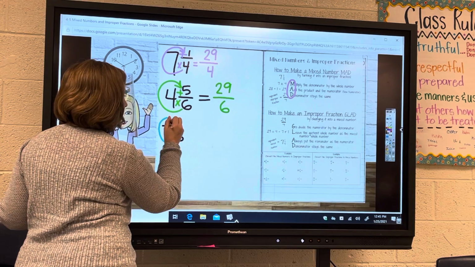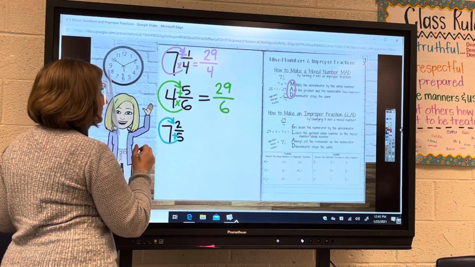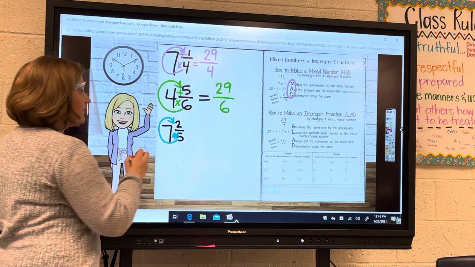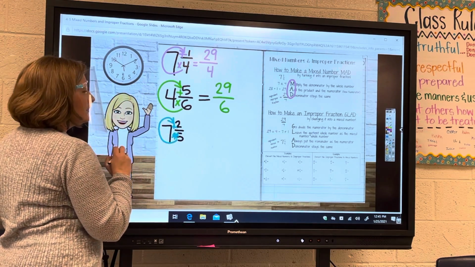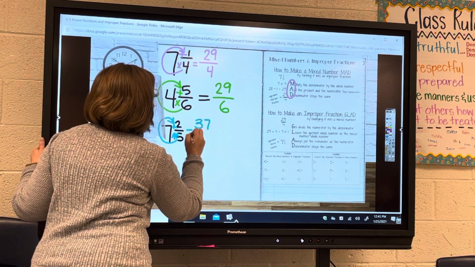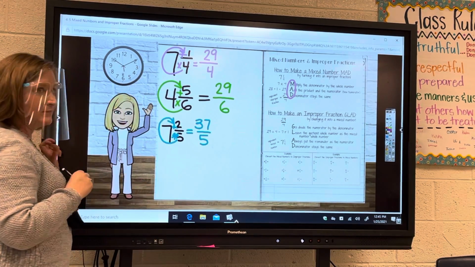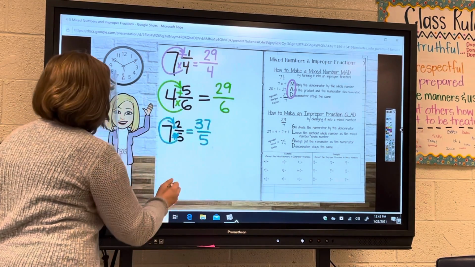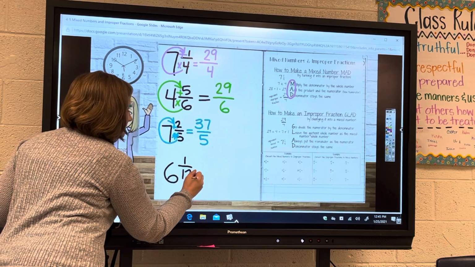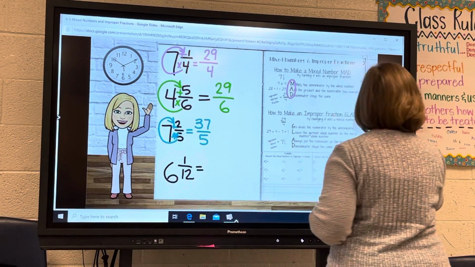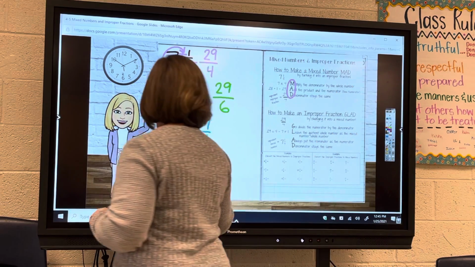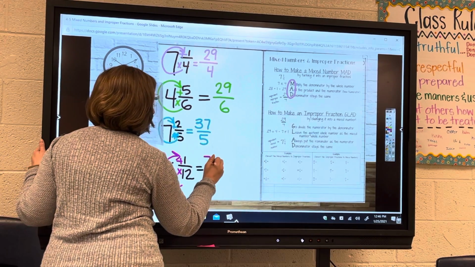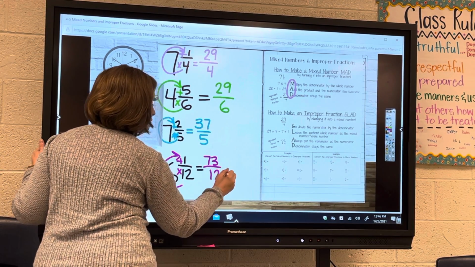We're going to draw our C, multiply 5. Did that look like a multiplication symbol? 5 times 7 is 35. Plus 2 is 37. Denominator stays the same. So we keep a 5. Let's do 6 and 1/12. What am I going to do? You multiply 12 by 6. 12 times 6 is what? 72. Plus 1 is? 73. And what's my denominator? 12.